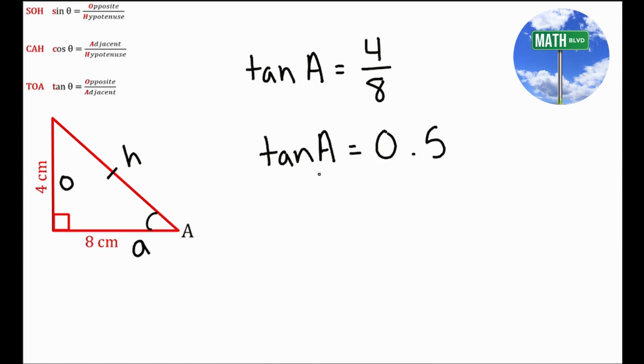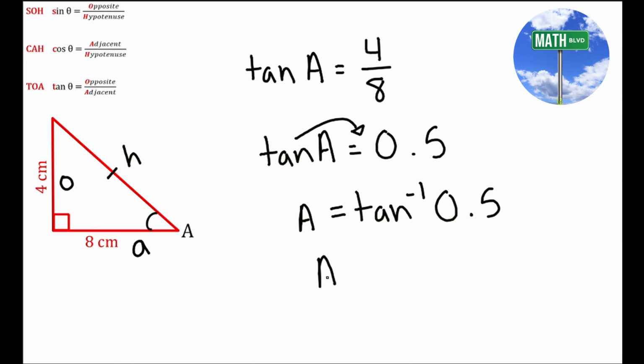In order to isolate angle A, I need to move tan over to the other side of the equal sign. This turns it into inverse tan. After calculations, I know angle A is 26.6 degrees.